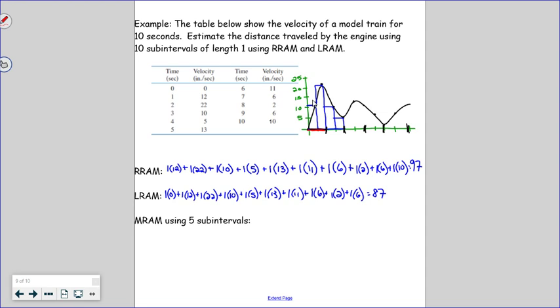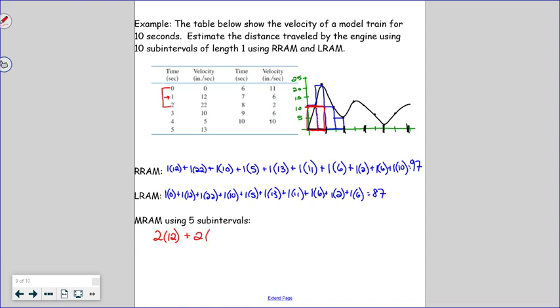My base goes from 0 to 2. 1 is the number in the middle of that. So I actually use 1 as the height of my rectangle there when I'm using MRAM. Now go to your table. I'm going to do this in the table instead of writing it all out. There's my length of 2, right? The height will be the number in the middle because we're using MRAM. So my height would be 12. Base length of 2, height of 12.